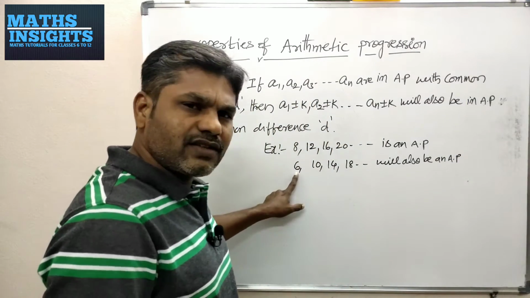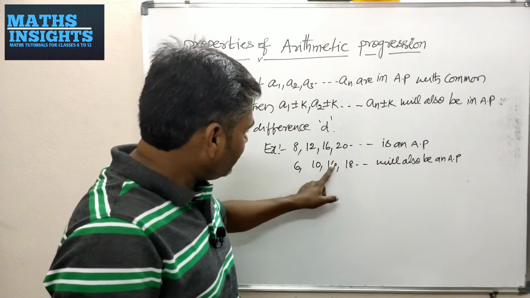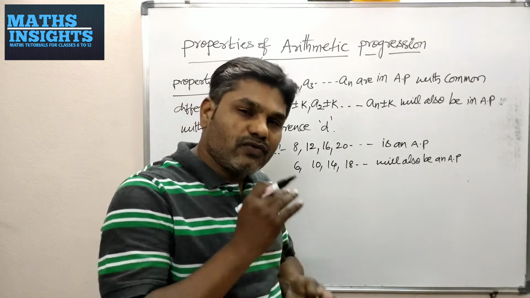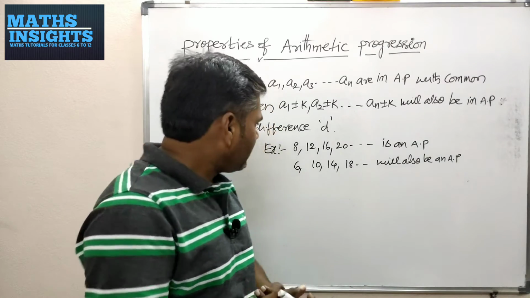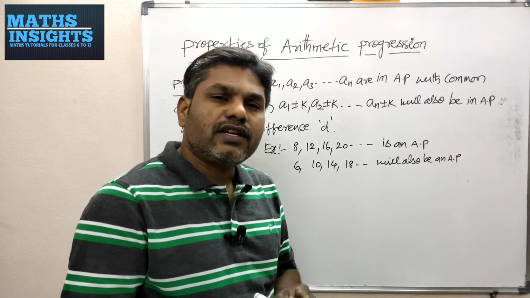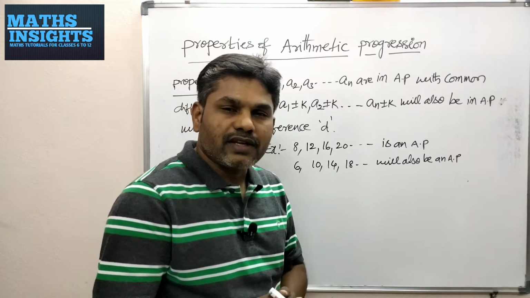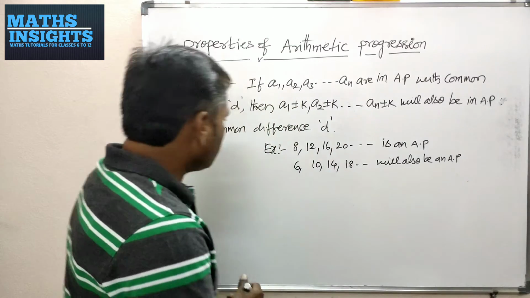10 minus 6 is 4, 14 minus 10 is 4, 18 minus 14 is also 4. That means the common difference is the same. In a similar manner, if you add any constant to all the terms of an AP, then the result will also form an AP. Check that also.